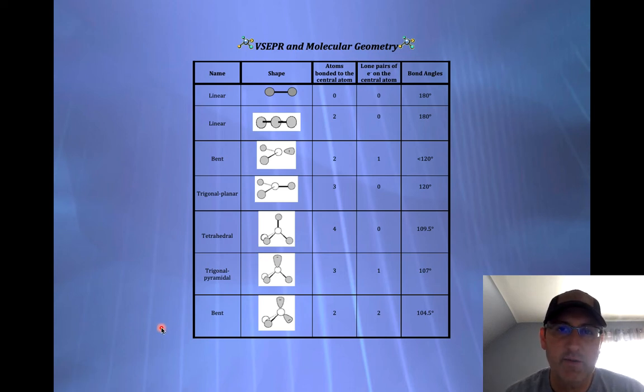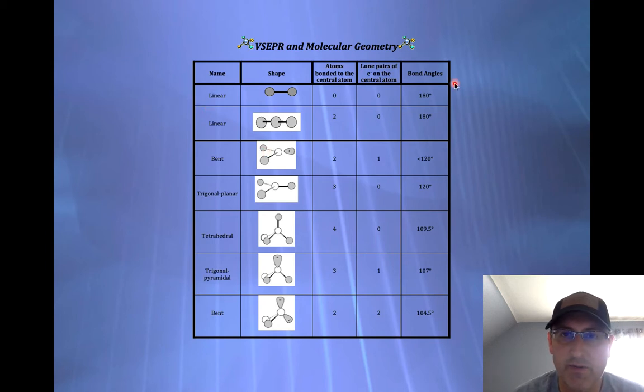Okay, so we're going to continue on with section 6.5. So this is 6.5 lecture part 2. This is your shape sheet. So VSEPR molecular geometry, this is what you will get to use to determine the shapes of these small molecules.